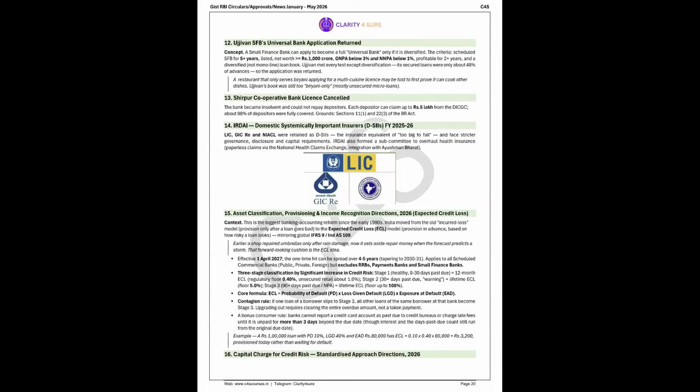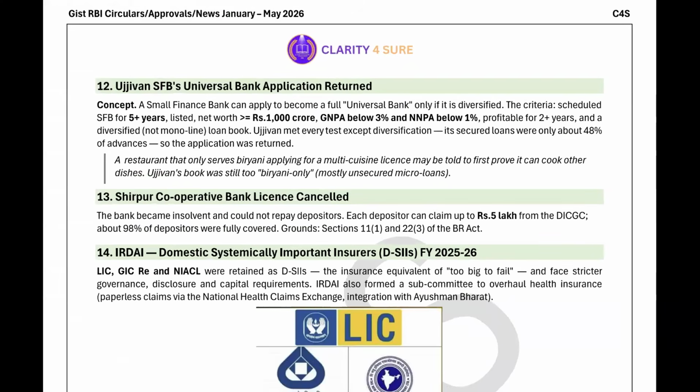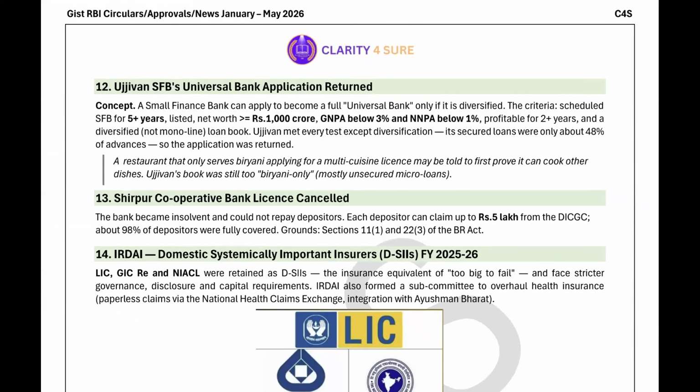Now, the 12th news. What is it telling about? The 12th news is about the Ujjivan SFB universal bank application that has been returned. Why? A small finance bank can apply to become a full universal bank. Now for this you need to understand that the very first classification of banks is on the basis of the Banking Regulation Act of 1949. Under the Banking Regulation Act of 1949, RBI gives the license to a company to become a bank.